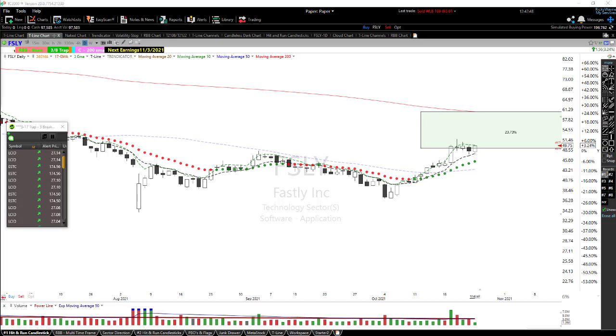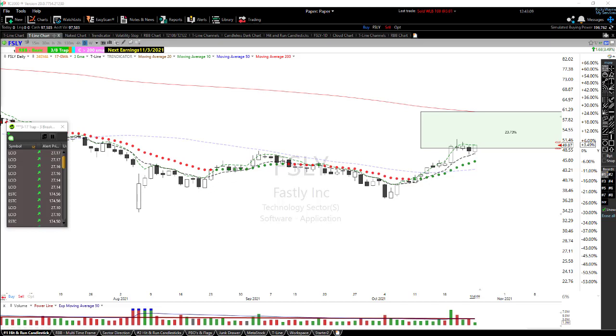So what is that right there? So we're going to buy right now. I'm clicking on it right now. Boom. The order is in. Buying Fastly, the December 45s. There you go.